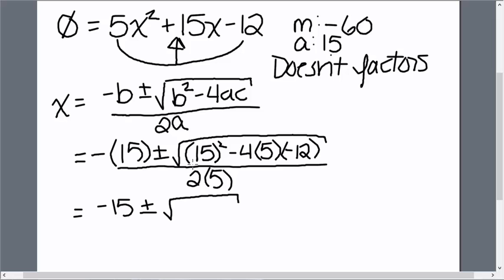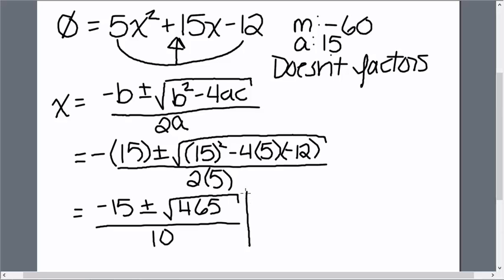minus 4 times 5 times negative 12. Be careful of that negative. We get a positive 465 under there, because this is a negative and this is a negative, it turns out to be a plus value. And all of it is over 2 times 5, which is 10.